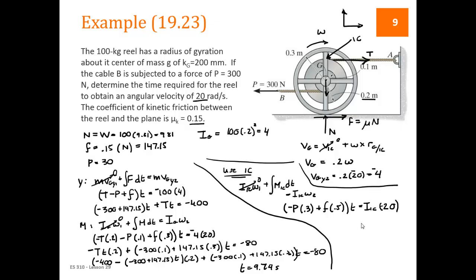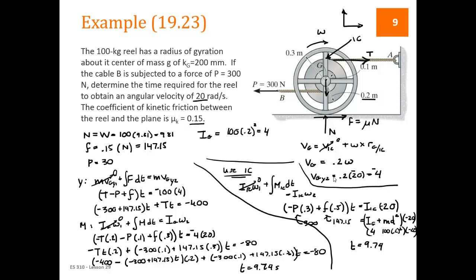All right, IIC is just IG plus the mass times the distance between the two squared. That's parallel axis theorem, times negative 20. So the distance between the center and up here is 0.2. So this is 100 times 0.2 squared. IG is 4. So we can multiply that all out. P is 300. F is 147.15. So everything is known except the t. And we can solve for t equal to 9.74.